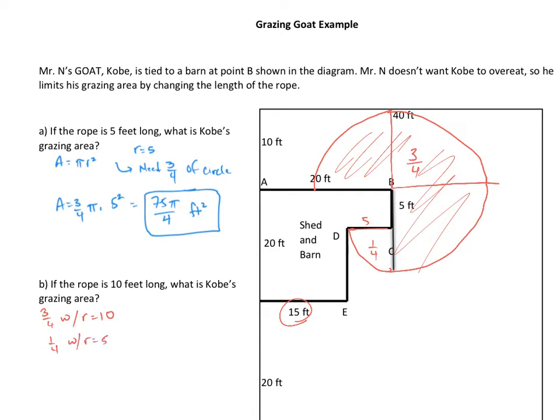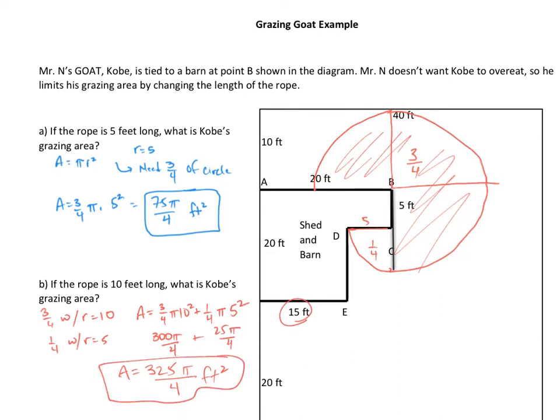So we can write this as the area will be 3/4 pi times 10 squared plus 1/4 pi times 5 squared. Well, that's going to be 300 pi over 4. This will be 25 pi over 4. So the total grazing area will be 325 pi over 4 square feet. And again, yes, you can change this to a decimal as you please.